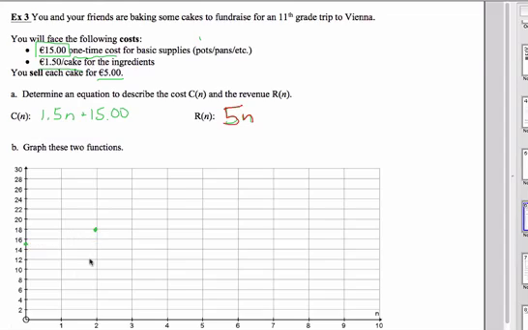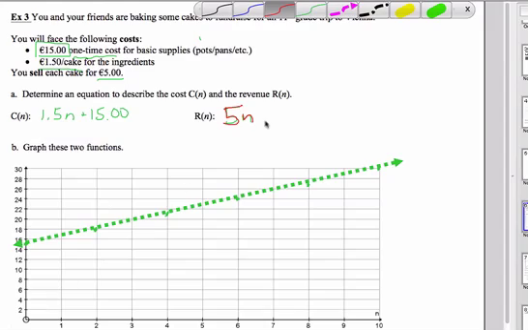So I'm going to make a point here. If I sell 2 cakes, I'm up to $18 in cost. If I sell 4 cakes, I'm up another 3. I'm up at 21. Sell 2 more cakes, I'm up another 3. I'm at 24. So it goes like that, and you can get a bunch of points. And I'm going to graph that in with green. There we go. Okay, so I'm graphing that one. That's the cost.